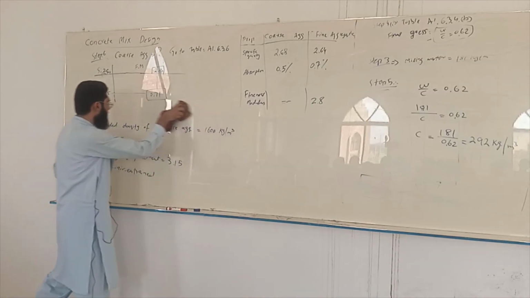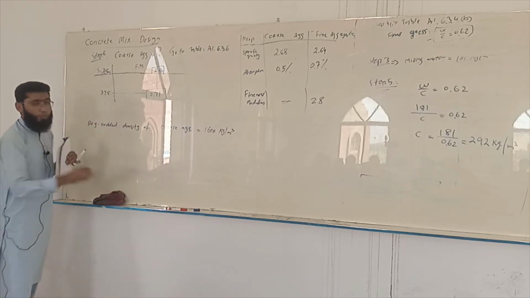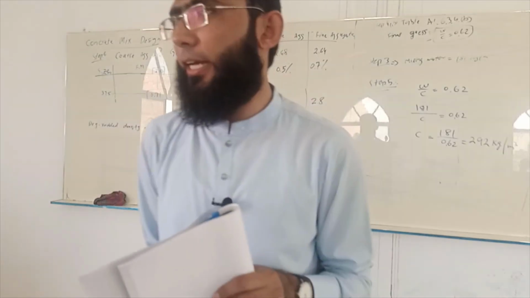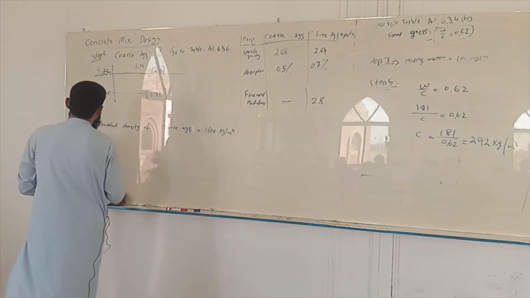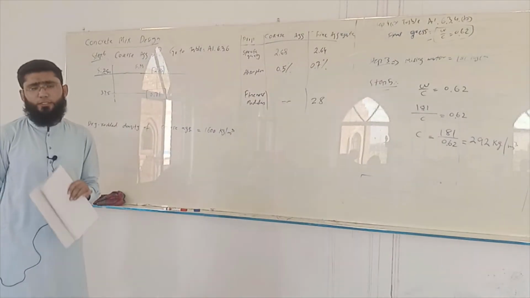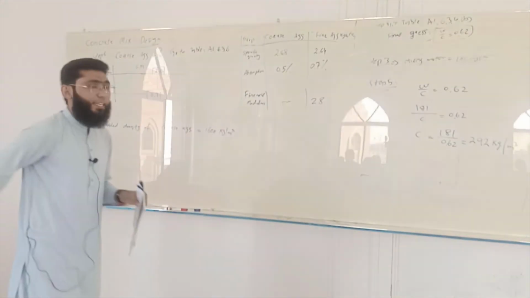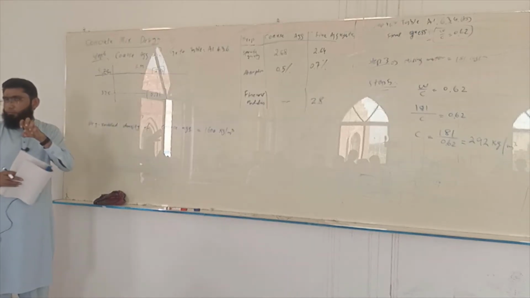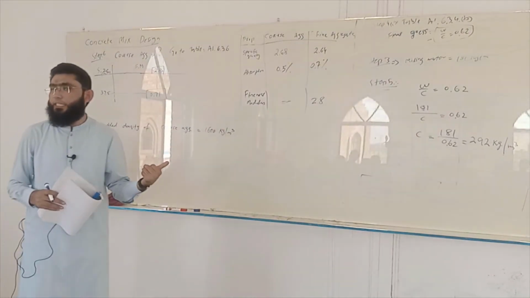Now, how do we decide? If you know the meter cube of coarse aggregate, how will you convert this to kgs of coarse aggregate? Multiplying by density. You have to use density. We have been given this information, dry rodded density of coarse aggregate. You need to understand this term. Dry means the coarse aggregate was in dry condition, bone dry over here, and rodded means it's not the loose density, it's the rodded density.